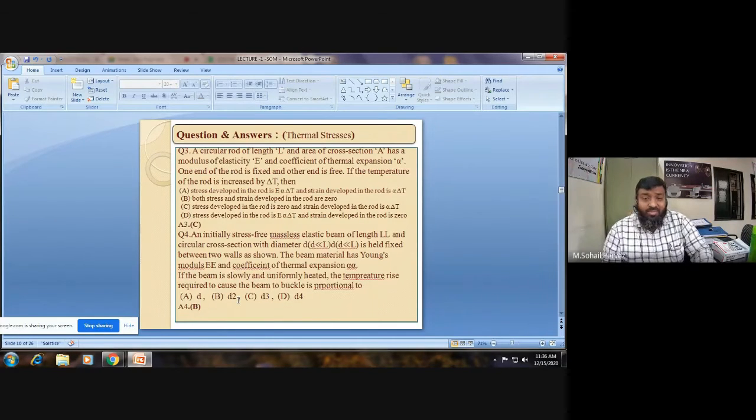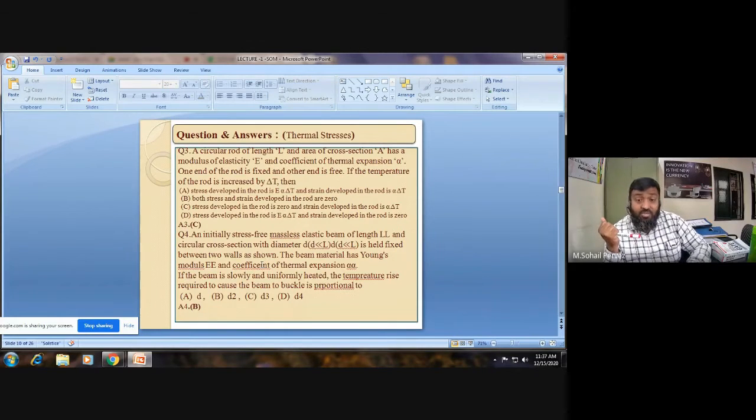Third is very important because it is basically connected with the understanding. A circular rod of length L, area of cross section A, has a modulus of elasticity E and coefficient of thermal expansion alpha. One end of the rod is fixed and the other end is free. If the temperature of the rod is increased by delta T, then stress developed in the rod is E alpha delta T and strain developed in the rod is this.